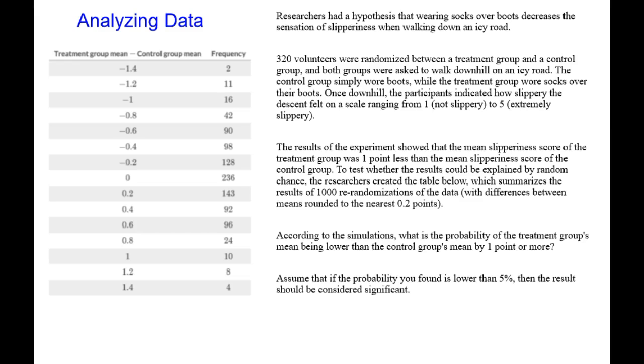To test whether the results could be explained by random chance, the researchers created the table below, which summarizes the results of 1,000 re-randomizations of the data, with differences between means rounded to the nearest 0.2 points. According to the simulations, what is the probability of the treatment group's mean being lower than the control group's mean by 1 point or more? Assume that if the probability you found is lower than 5%, then the result should be considered significant.